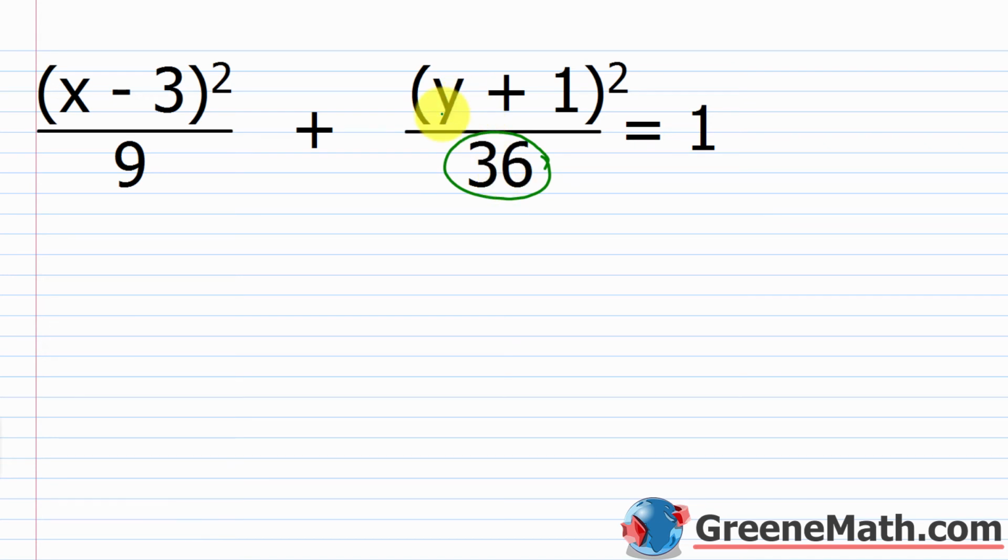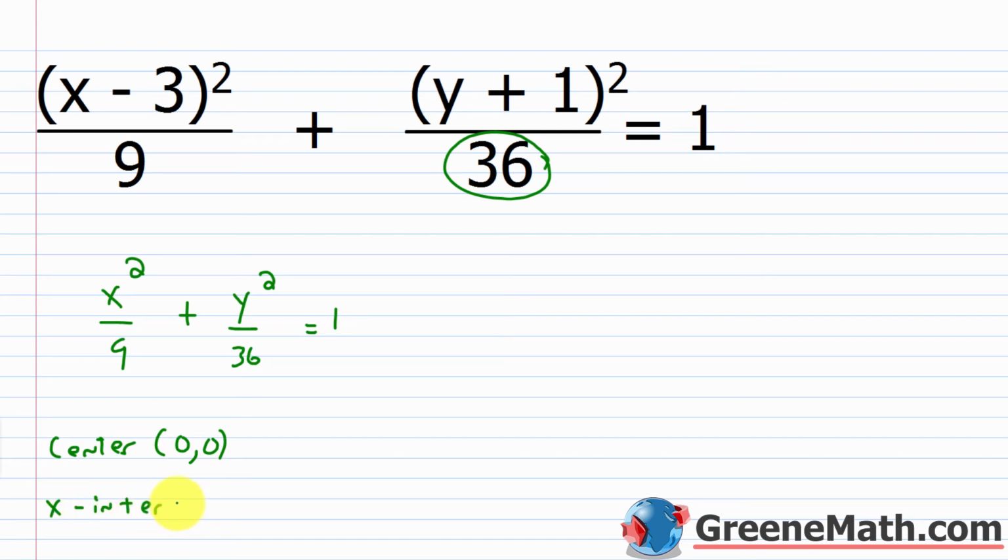Now that we've gotten that out of the way, how could we graph this? Well, if I was graphing x squared over 9 plus y squared over 36 equals 1, what would I do? I know the center is at 0, 0. I know my x-intercepts are where? Again, I would go plus or minus the square root of that. Plus or minus the square root of 9 is plus or minus 3. So 3, 0, and then negative 3, 0.